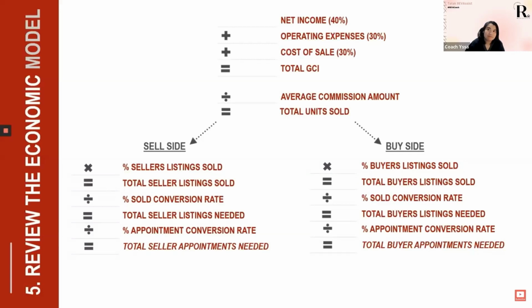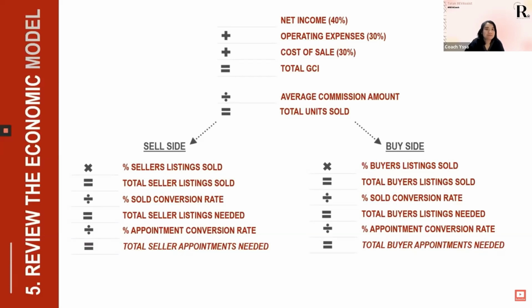This model will begin with your net income goal. Then what we're going to do is add our expenses and our cost of sales to that number. Remember, we're working in reverse. So we add our cost of sales and our operating expenses to our income or profit goal in order to determine our total gross commission income. Once we get that number, we divide it by the average commission earned in order to figure out how many units we need to sell throughout the year.